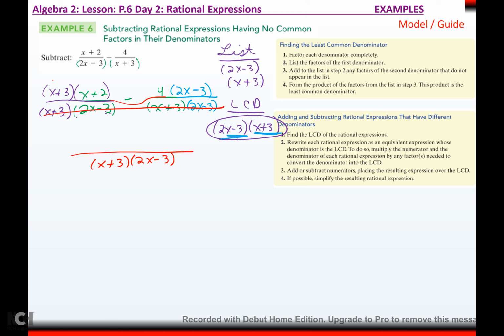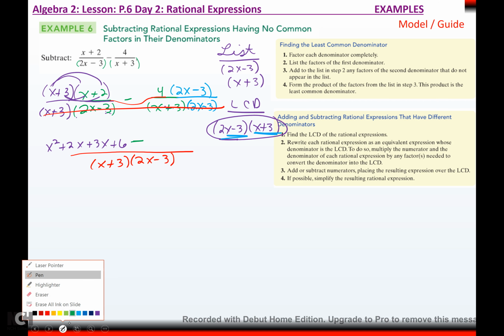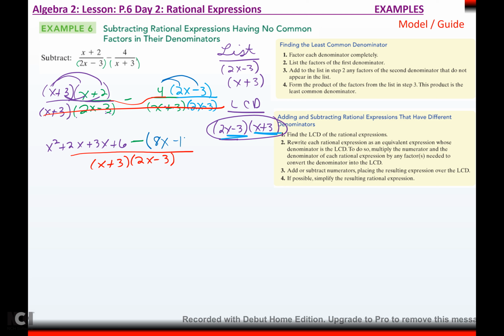So over here I'm going to have, x times x is x squared. That's going to be 2x. That's going to be 3x. 3 times 2 is 6. Now, here's where you have to be real careful when it's minus. Whatever you're subtracting, you better put in parentheses because you're going to have to distribute that negative. So, if I distribute, I get 4 times 2x is 8x. 4 times negative 3 is negative 12. So, I'm going to clean this up. I'm going to combine like terms and distribute my negative.